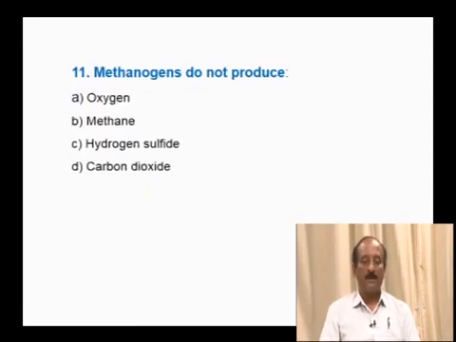Question number 11. Methanogens do not produce oxygen, methane, hydrogen sulfide, carbon dioxide. Methanogen bacteria is used in the production of biogas. Biogas is the mixture of methane, hydrogen sulfide and carbon dioxide, but it does not contain oxygen. Hence, methanogens do not produce oxygen, and the correct answer for this question is option A.